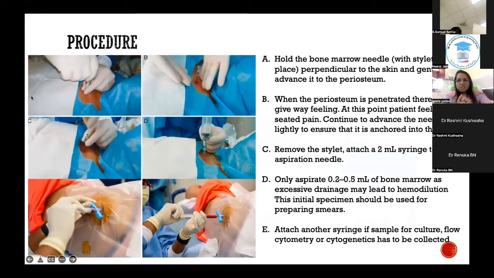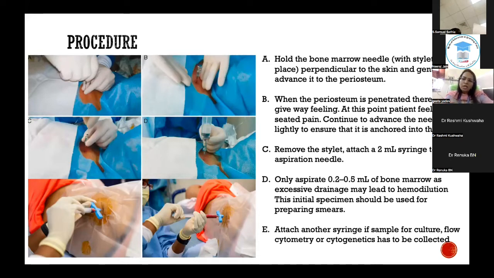For the procedure, the bone marrow needle with the stylet has to be pushed perpendicular to the skin, and gently advanced into the periosteum. When the needle pierces the periosteum, it gives a giveaway feeling. The resistance is suddenly lost. At this moment, the patient will complain of pain. That means you are into the bone marrow cavity.